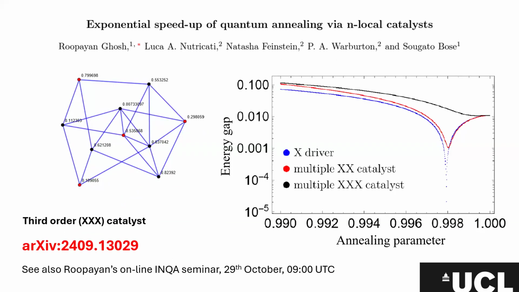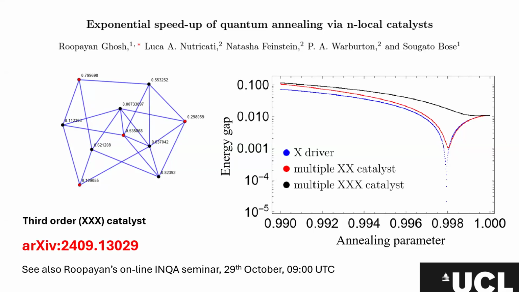Something else that's been going on in my group in collaboration with Sugata Bose's group in UCL is this work by Rupayan Ghosh. And again, here's the archive preprint. And Rupayan will be giving the online INQA seminar on the 29th of October. So do tune in to hear that if you can. And again, so here's a random graph instance. And what Rupayan has been doing is looking at the XX catalyst, but also looking at the third order XXX catalyst. This particular example where he's plotting the energy gap during the anneal as a function of the annealing parameter.